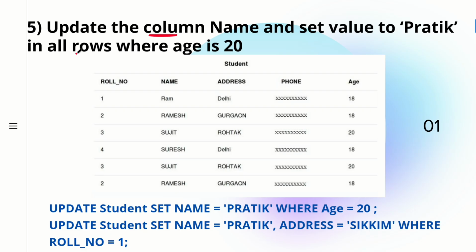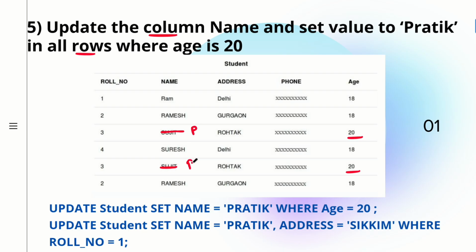You are not supposed to do. They have given you the condition: where will you be changing the name, where will you be updating the name to Pratik, wherever the age is 20. So where is age 20? It is here and here. There are two places where age is 20. So instead of Sujit, at both of the places, you are supposed to write it as Pratik. Okay, so you are supposed to update it.